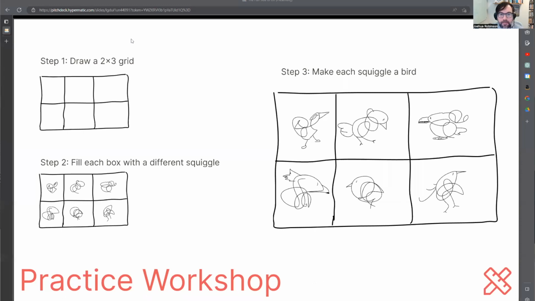And the last step, make each squiggle a bird and see what you get. This is the one that I did right here on the right. When I saw the squiggles, I was like, how's this going to be a bird? But then I saw all the different ways that I could make it a bird, and I got really excited. And I wanted to share it with you.